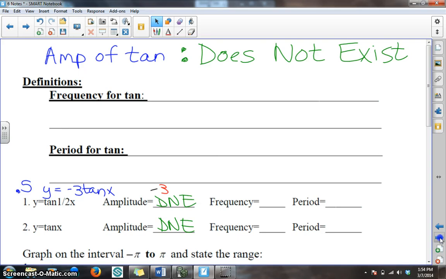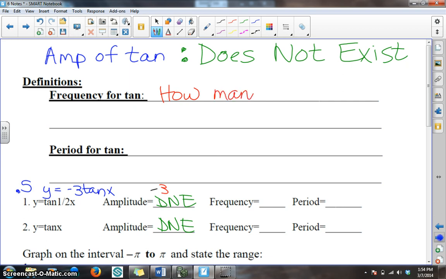It starts at 0, goes up to infinity. It starts at -infinity, goes back to 0. Then it goes again. 0 to infinity, -infinity, back to 0. So that's actually 2 graphs. So what is it for a normal cycle of tangent? One cycle. How wide is one normal tangent graph? Just pi. So when I write my frequency for tangent, the definition is exactly the same except for where the normal cycle gets put in.